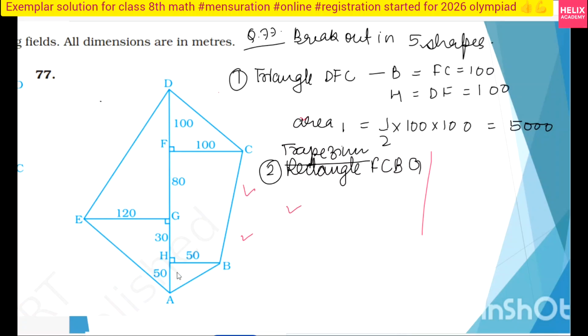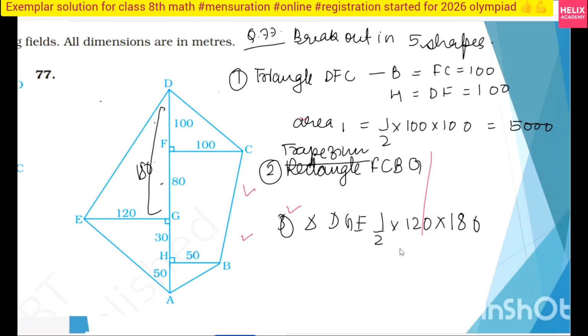So again I have a triangle, and this triangle is a right angle triangle. So this one will be the height and this one will be the base. Now see, this one is also a triangle, this one is the height, this one is the base. Again this one is a triangle, this one is the height and this one is the base. So how can you calculate this height? It will be 80 plus 100. So the entire height will be 180, and the base will be your 120. So in triangle DGE, half base is 120 and height is 100 plus 80, so it is 180. So it will become 1/2 into 120 into 180.